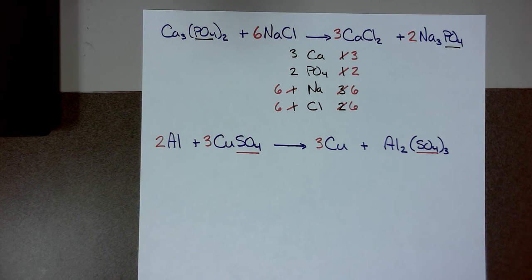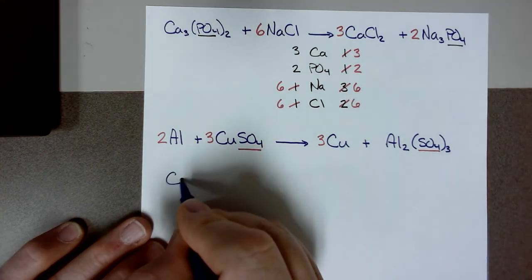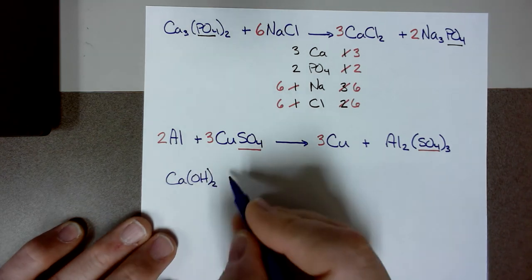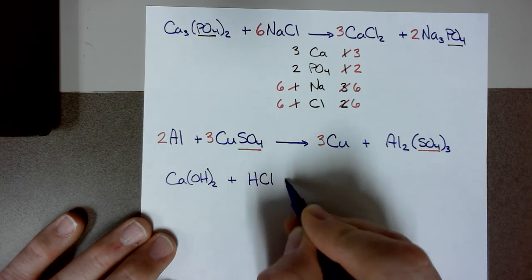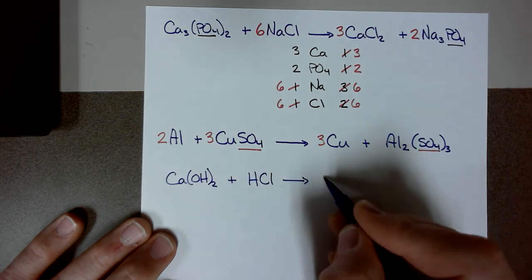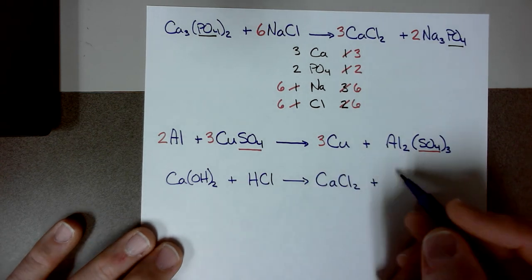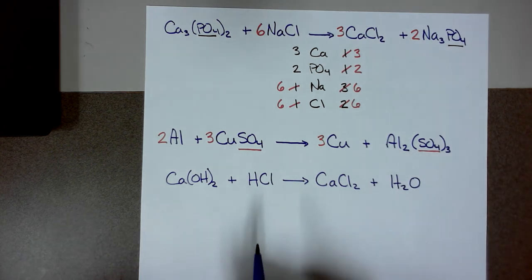Now I'm going to show you one that is a little different, and you need to be aware of this because this will happen. If we have calcium hydroxide that will react with HCl, it will produce calcium chloride plus water. Now make sure everything's written correctly.